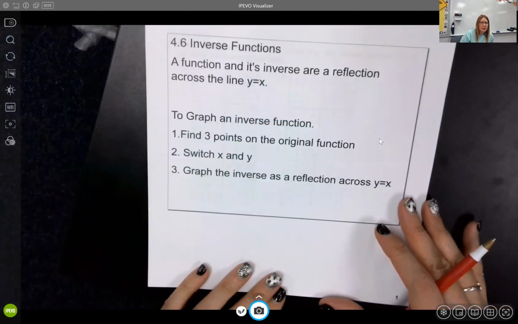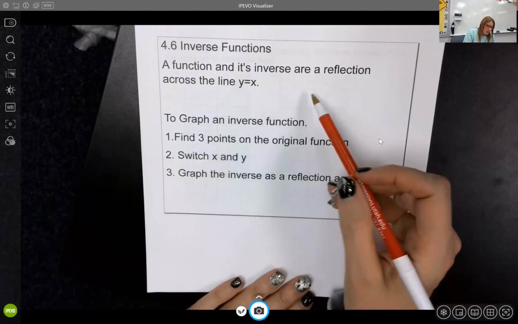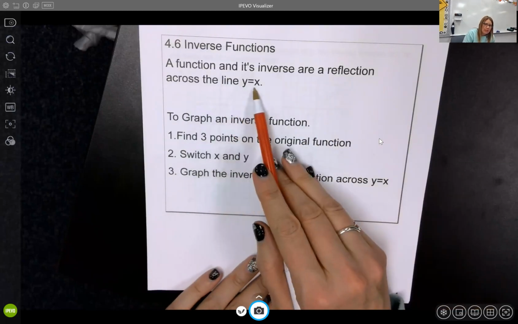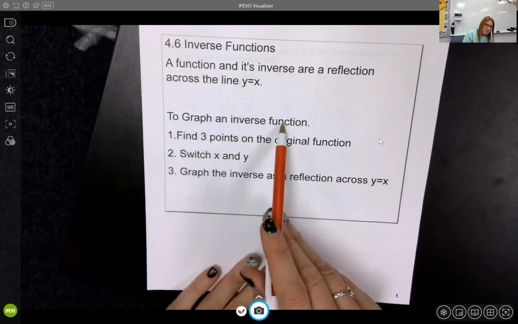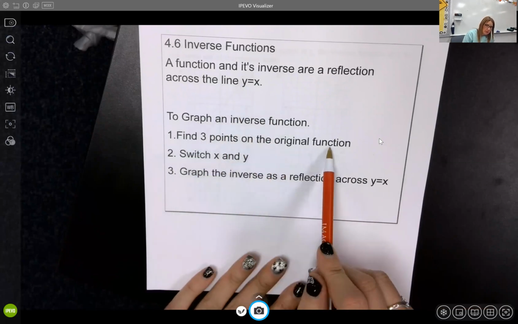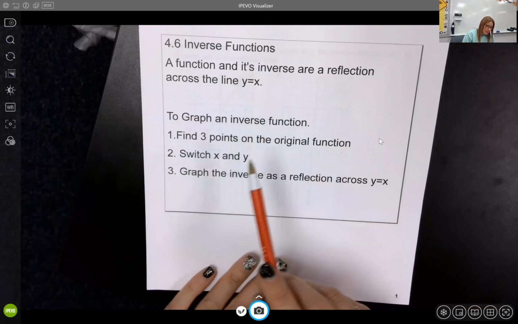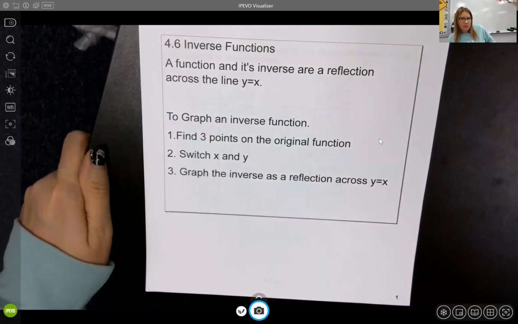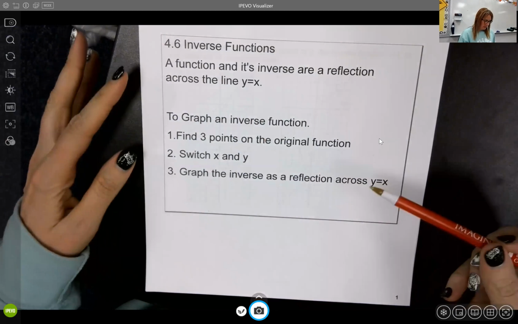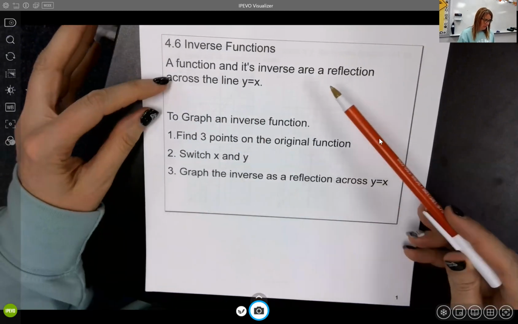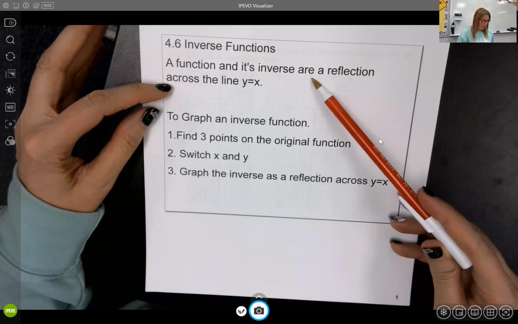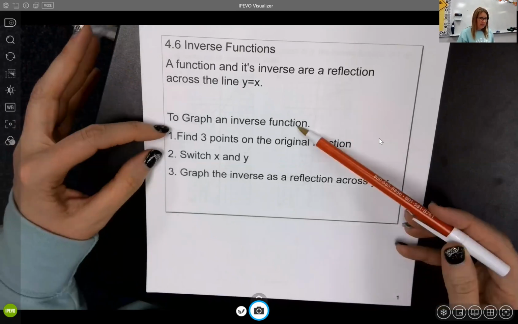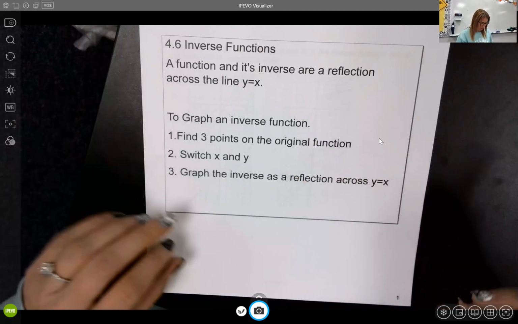We'll get going. Okay, so first of all, a function and its inverse are a reflection across the line y equals x, okay? So in order to graph an inverse, we're going to find 3 points on the original. We're going to switch x and y in those points, and then we're going to graph the inverse and make sure that it's a reflection across the line y equals x, okay? So you're going to write this down. A function and its inverse are a reflection across the line y equals x. And then to graph an inverse, find 3 points, switch x and y, and then graph them, okay?